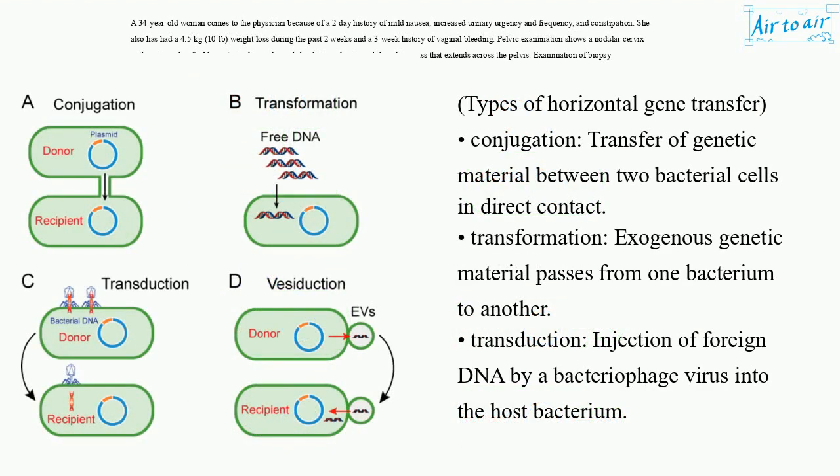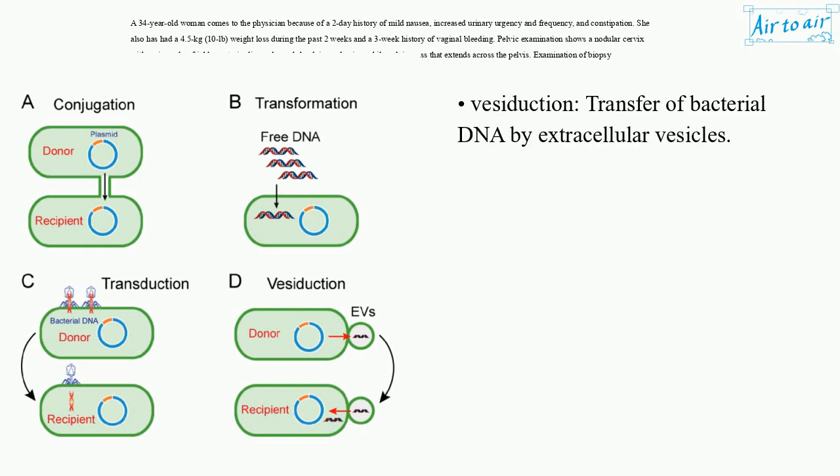Types of horizontal gene transfer: conjugation, transfer of genetic material between two bacterial cells in direct contact; transformation, exogenous genetic material passes from one bacterium to another; transduction, injection of foreign DNA by a bacteriophage virus into the host bacterium; vesiduction, transfer of bacterial DNA by extracellular vesicles.